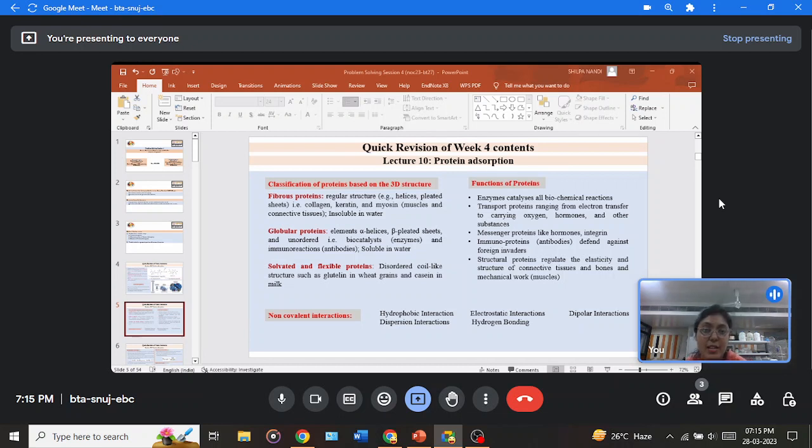Apart from that, several proteins are structural proteins. Basically, they regulate the elasticity and structure of the connective tissue and bones, as well as help in mechanical work, that is in muscles. The various non-covalent interactions that can be seen in a protein structure are hydrophobic interaction, electrostatic interaction, dipolar interaction, dispersion interaction, as well as hydrogen bonding.